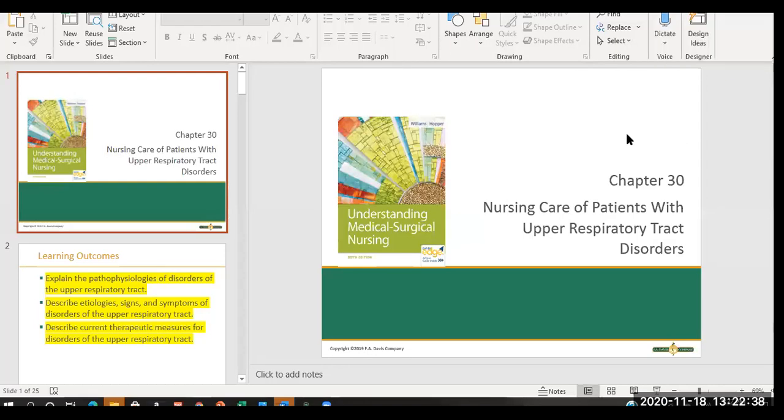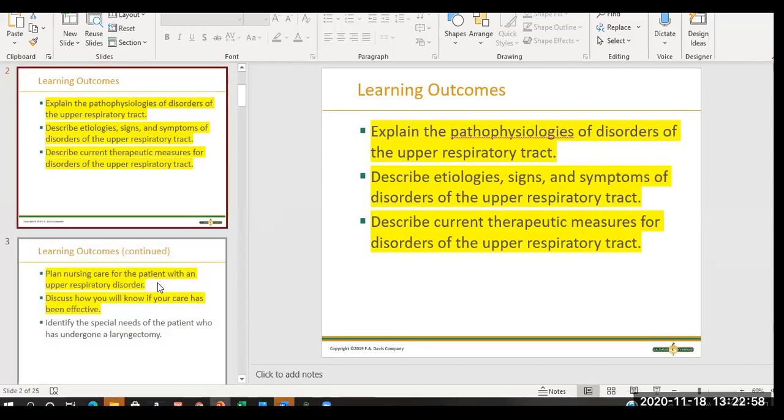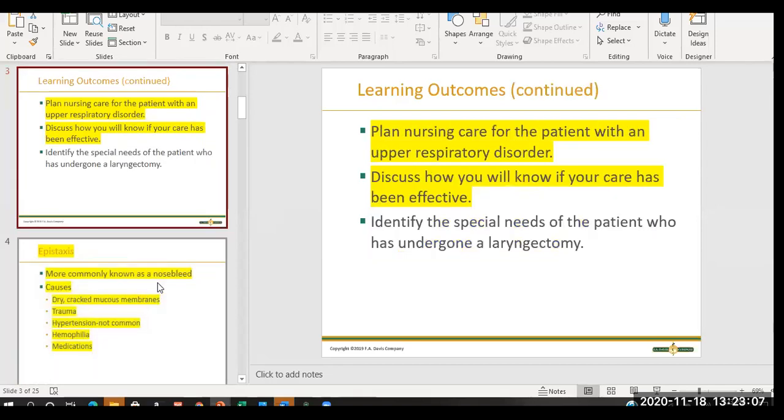So this is chapter 30 from the Med-Surg book. This is nursing care of patients with upper respiratory tract disorders. This one will be short and sweet because lower respiratory really has a lot more of the information that you're going to need, things like COPD, et cetera. But let's go through this one. What are we going to learn? Pathophys of the disorders of the upper respiratory tract, etiologies, signs and symptoms of the disorders, therapeutic measures, nursing care. What are you doing as far as the needs of that patient? How do you know if your care was effective?